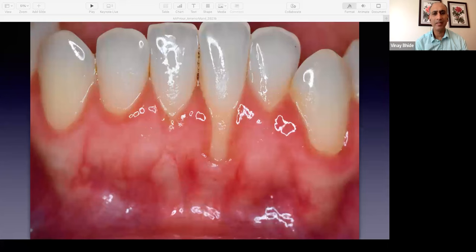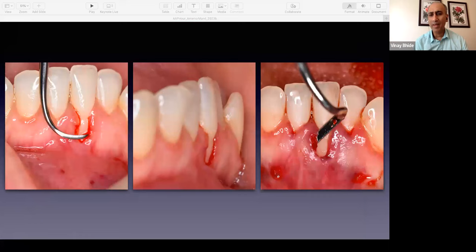And here's a case that I'm going to show you that I've done with great results. Start off with scaling and root planing, and then we take our Orban knife and I slowly start to undermine all around that recession defect peripherally from the mesial distal aspects and apically as well.